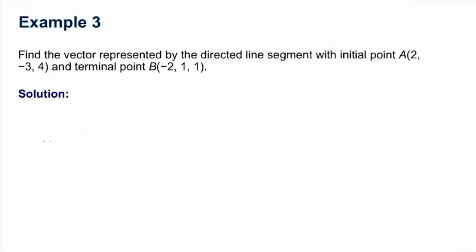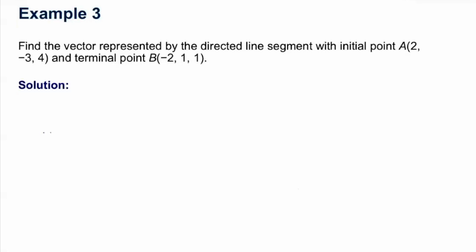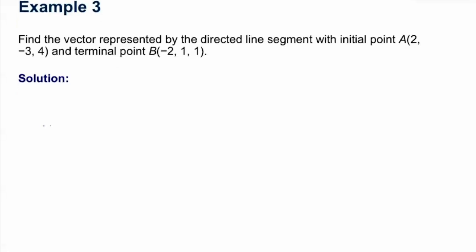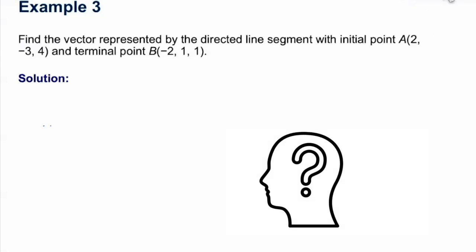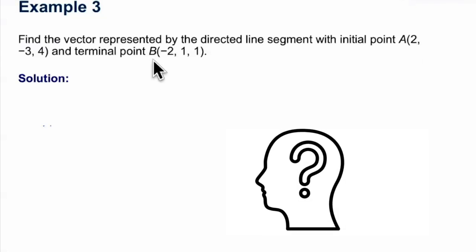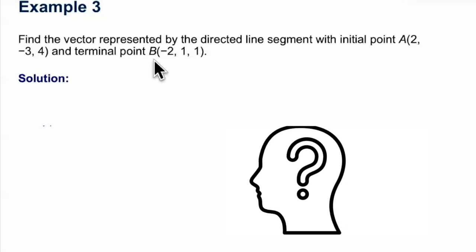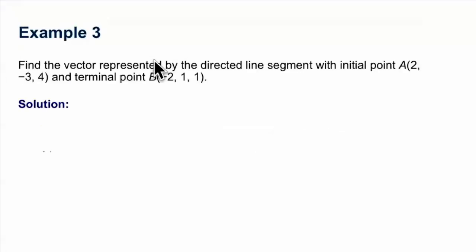Okay, let's look at the example. Example 3. Can you find the vector representation of the vector represented by this directed line segment with this initial point and this terminal point? Can you find a vector? Think about it. Okay, -4, -4, -4. Right.